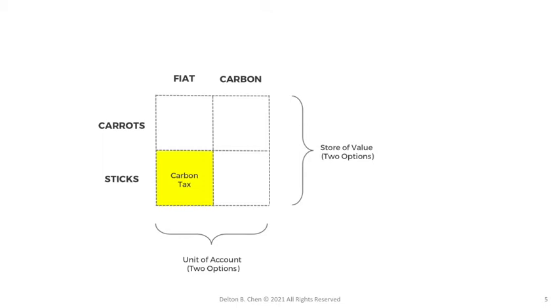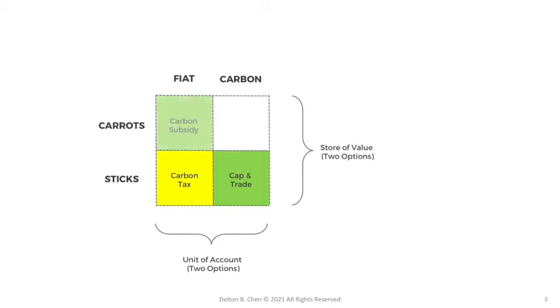So the carbon tax is a stick because it creates a negative price signal, and the carbon tax is paid in national fiat currency. The bottom right corner of the matrix is occupied by cap and trade, also called the Emissions Trading Scheme or ETS in Europe. The reason it occupies that quadrant is because the instrument is a pollution allowance. The pollution allowance can be traded and it has units of carbon by mass.